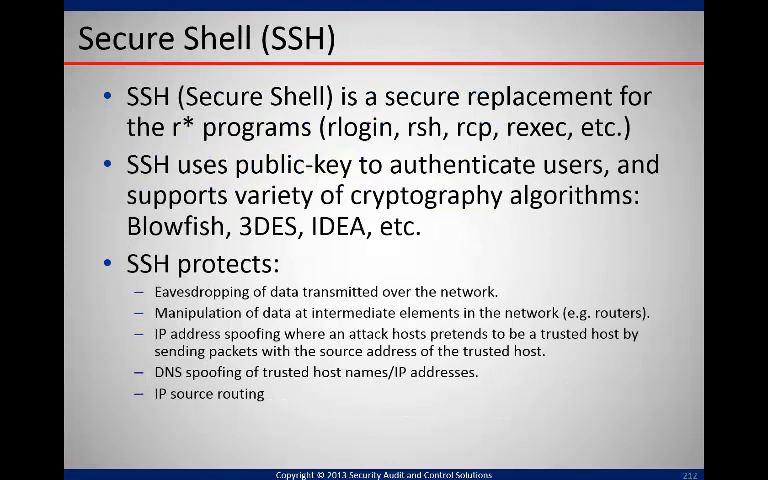Secure Shell is a secure replacement for the R programs such as rlogin, rsh, rcp and rexec. SSH uses public key to authenticate users and supports a variety of cryptography algorithms such as Blowfish, Triple DES and IDEA. SSH protects against eavesdropping of data transmitted over the network, manipulation of data at intermediate elements in the network such as routers, IP address spoofing, where the attack host pretends to be a trusted host by sending packets with the source address of the trusted host, DNS spoofing of trusted host names and IP addresses, and also IP source routing.